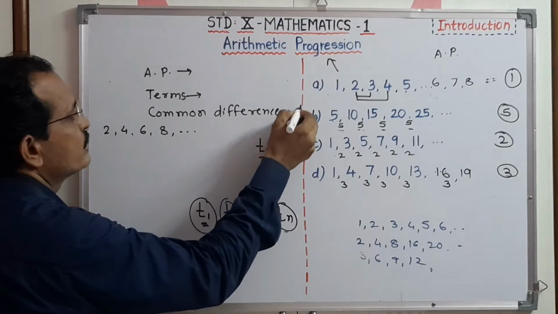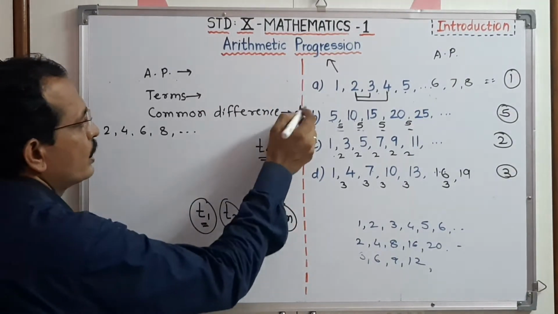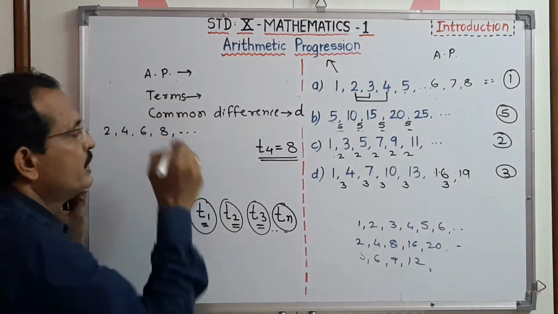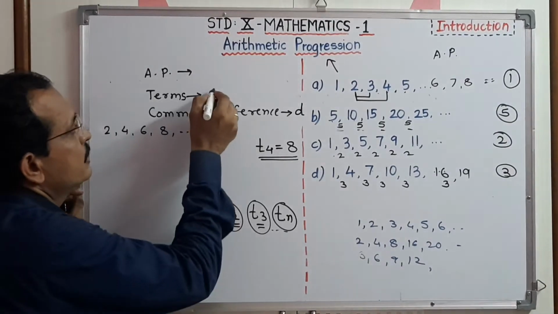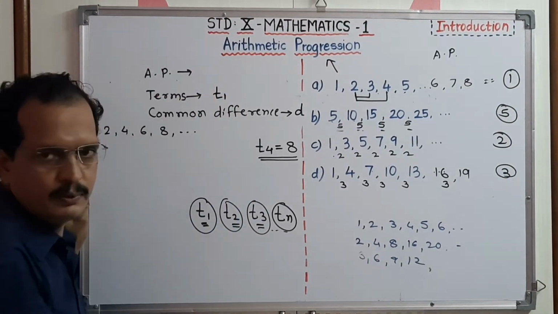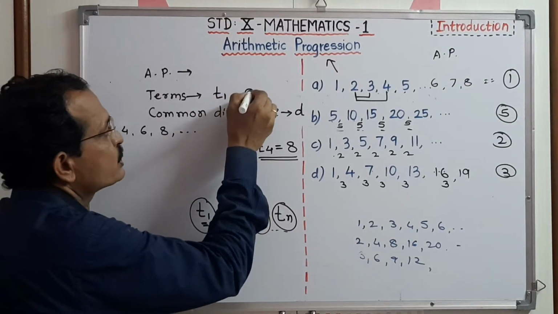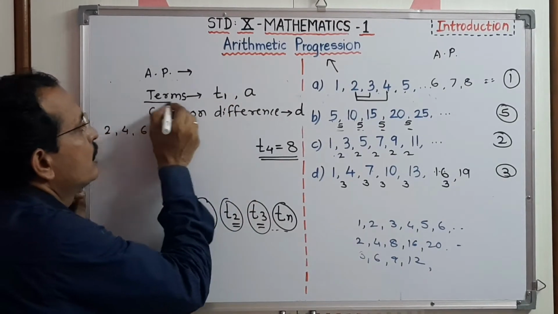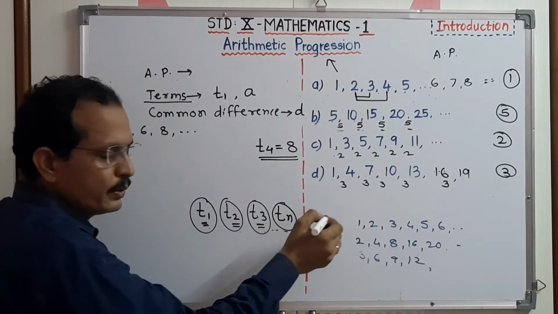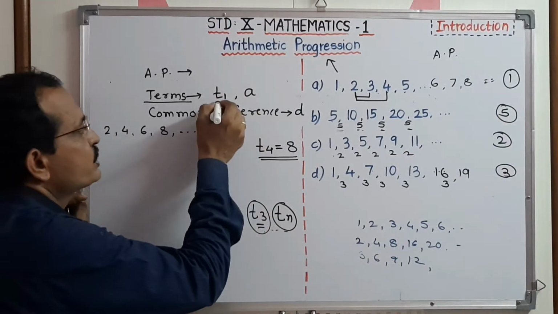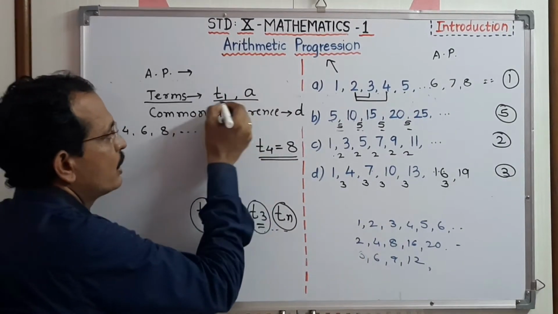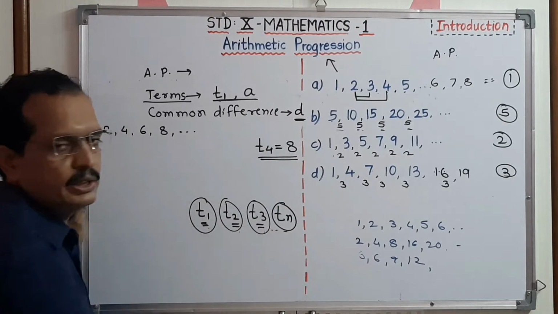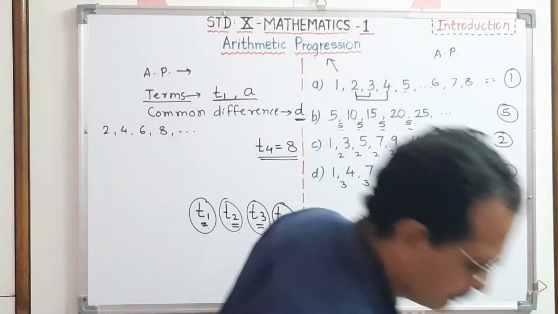The difference is known as the common difference, and it is denoted by the small letter d. The terms, in this case the first term is denoted by T1. It is also denoted by a small letter a. Dear student, in arithmetic progression the terms are denoted by T1, T2, T3, T4, like this, Tn, and the first term is denoted by T1. It is also denoted by a small letter a. Then the next term is the common difference, and that common difference is denoted by the small letter d.